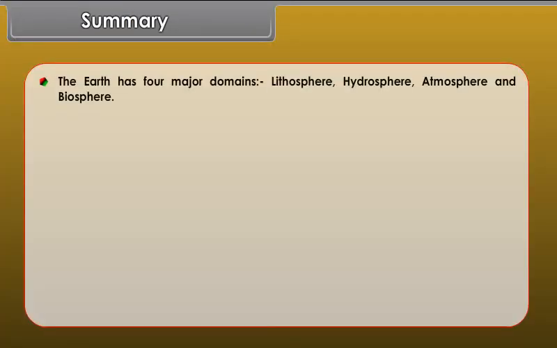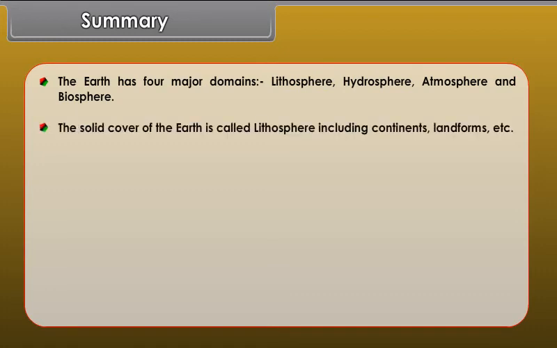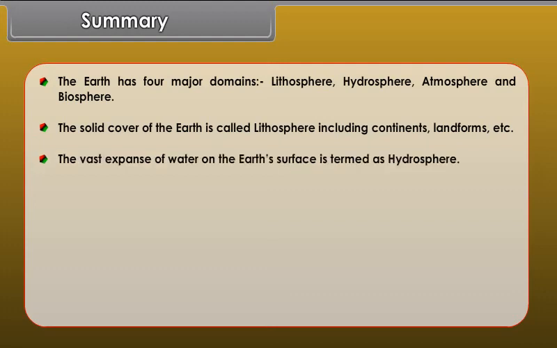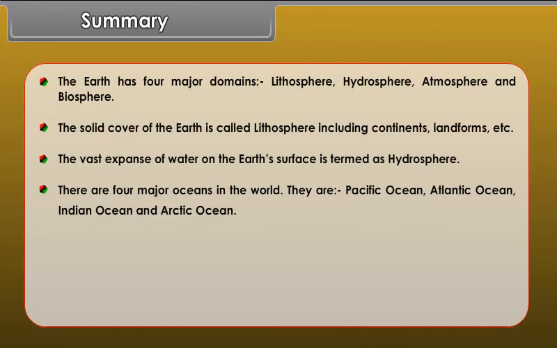Summary. The Earth has four major domains: lithosphere, hydrosphere, atmosphere and biosphere. The solid cover of the Earth is called the lithosphere, including continents, landforms, etc. The vast expanse of water on the Earth's surface is termed the hydrosphere. There are four major oceans in the world. They are the Pacific Ocean, Atlantic Ocean, Indian Ocean and Arctic Ocean.